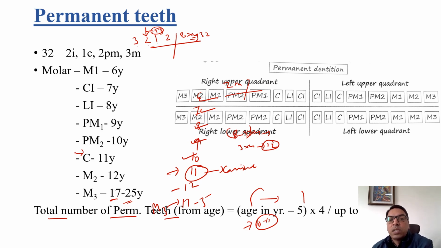Then this charting shows permanent dentition: first central incisor, lateral incisor, canine by the age of 11 years, then premolar, first, second premolar, first molar, second molar, third molar, canine here, then premolar, premolar.